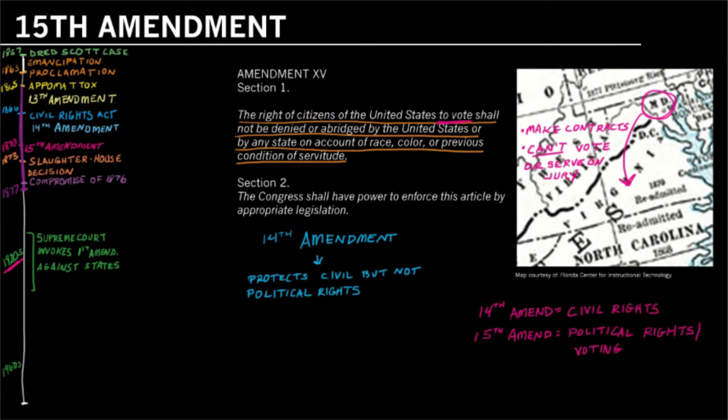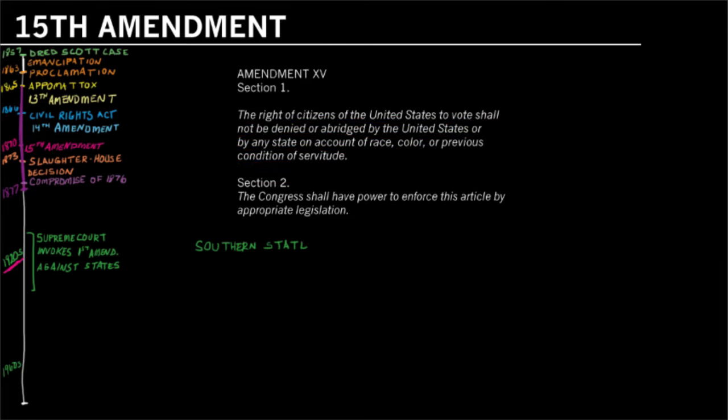Now, you said in theory it allowed freed slaves to vote. Why just in theory? Because soon after the 15th Amendment was passed, Southern states did their darndest to disenfranchise African Americans by ruses and other stratagems. They passed grandfather clauses that prohibited people from voting if they hadn't been registered before the Civil War. They passed poll taxes that made it impossible for African Americans to afford to cast a vote.